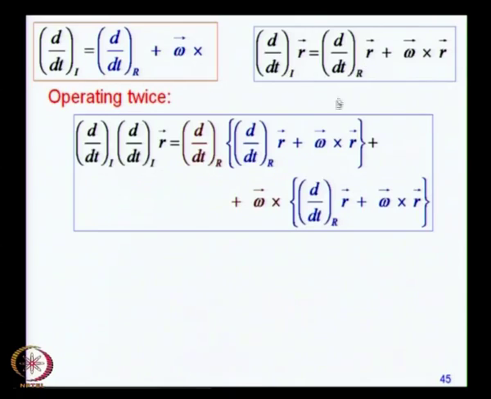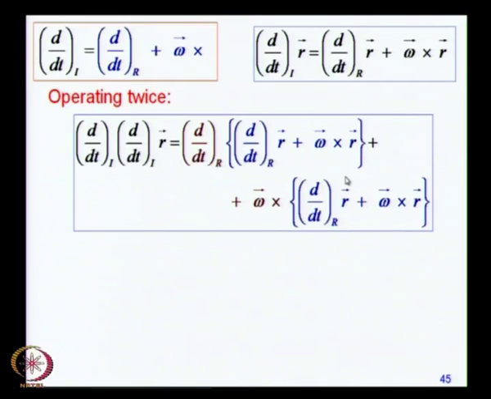From the first term you have two terms over here, one involving the differentiation with respect to time in the rotating frame and the second is the cross product with omega. So, this is the differentiation with respect to time in the rotating frame operating on the result of the first time derivative operation, plus the second term coming from the cross product with omega of the result of the first time derivative operation. Is it clear everybody?